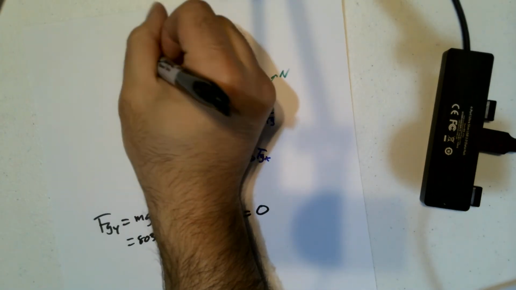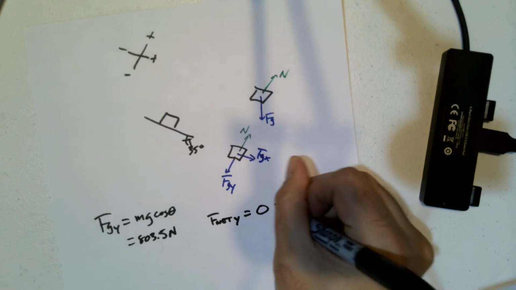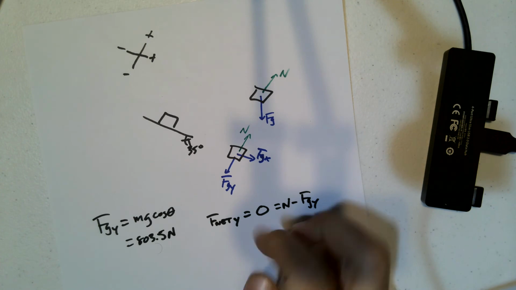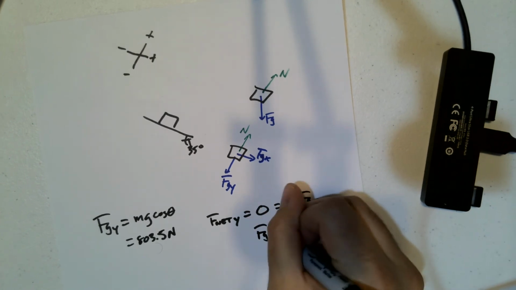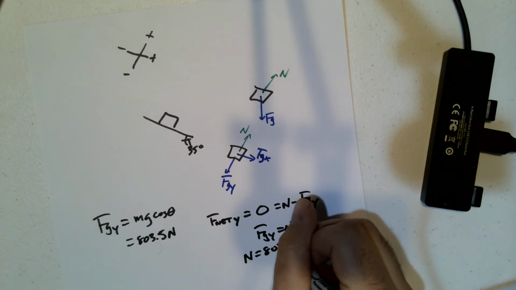Keep in mind our coordinate system is like this: positive, positive, negative, negative. N is in the positive direction, F_gy is in the negative direction, and once we move that over, we get that F_gy and N are equal to each other. So N must also be 803.5 newtons.